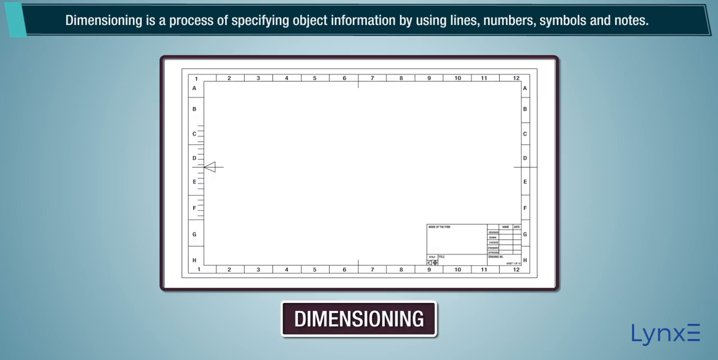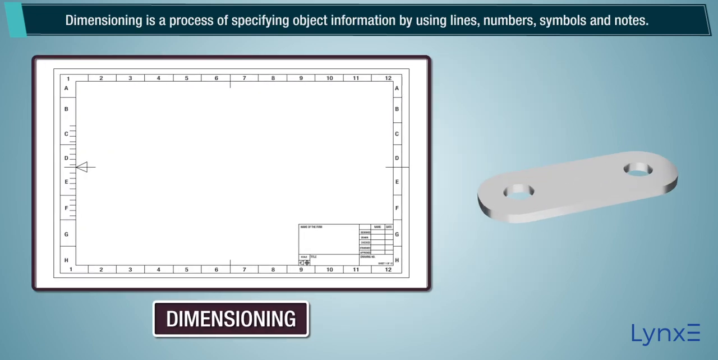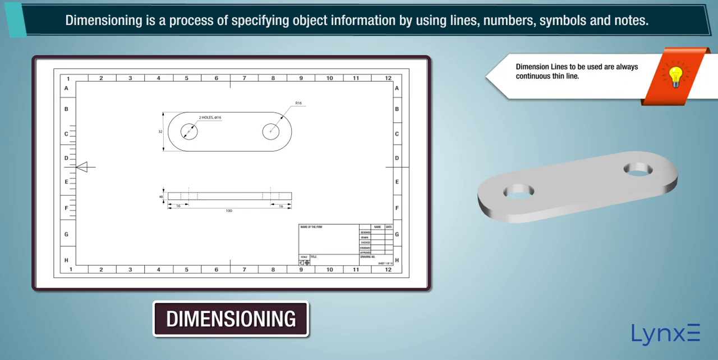Dimensioning is a process of specifying object information by using lines, numbers, symbols and notes. Note: dimension lines to be used are always continuous thin lines.